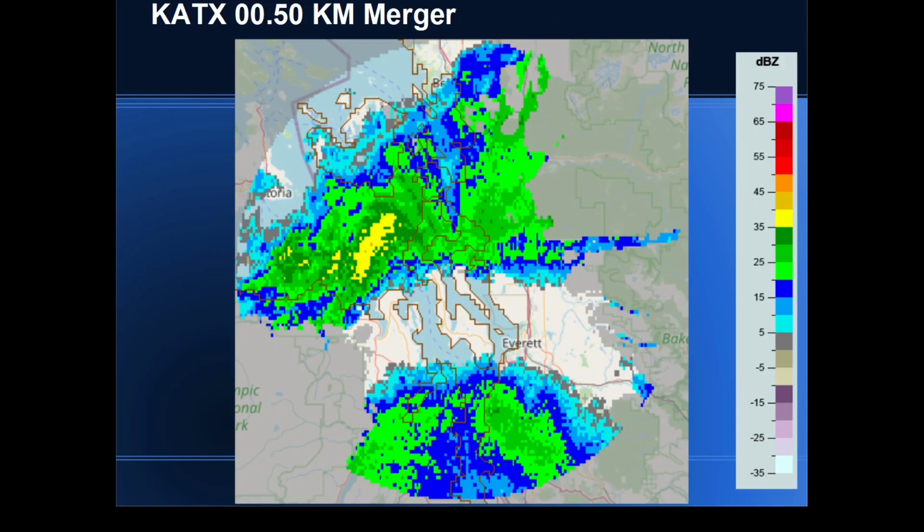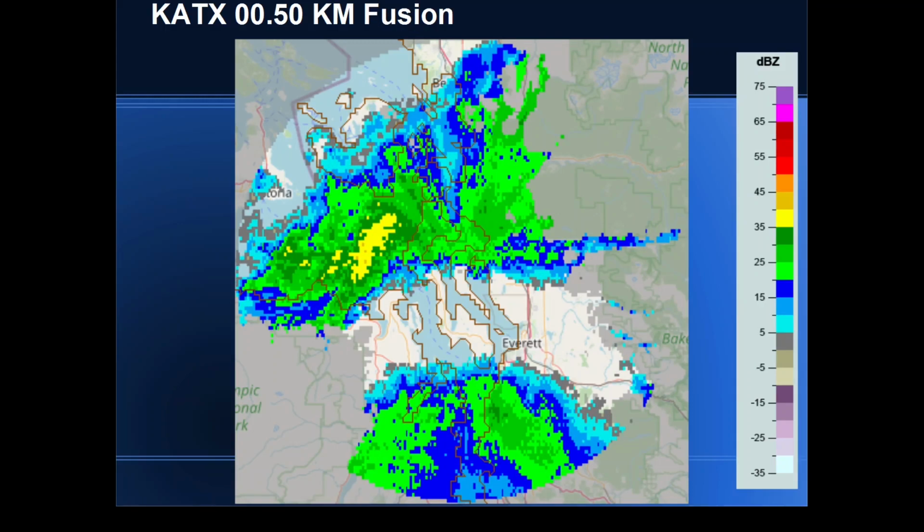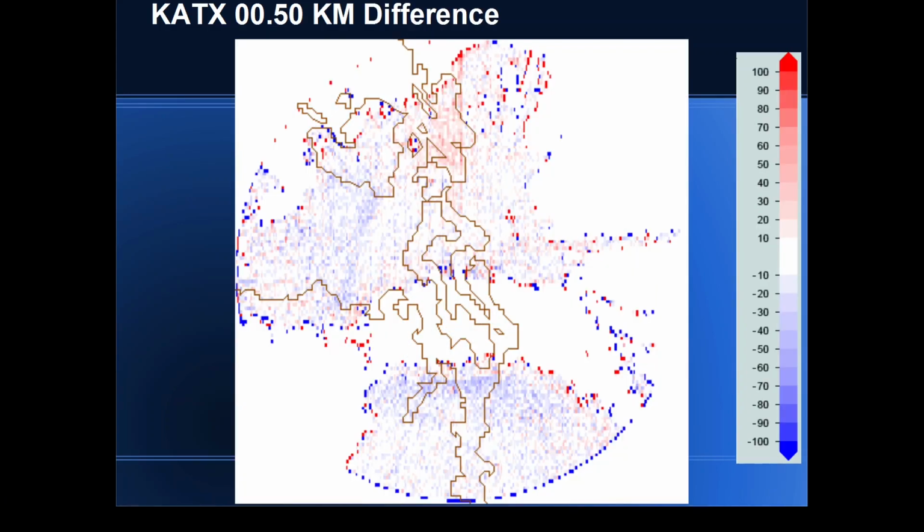So starting with KATX 0.5, or basically half kilometer merger, we're going to look at the half, the 2, and the half. So here we have a 0.5. This is Fusion, and we've got merger. You can see that they're fairly close. And then you've got the difference graph. Where we have blue, that's where Fusion has a little bit more data than merger, and bright red is where merger would have something that Fusion does not.